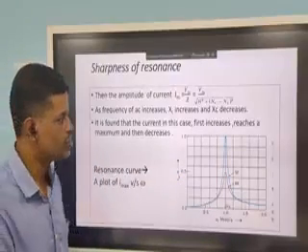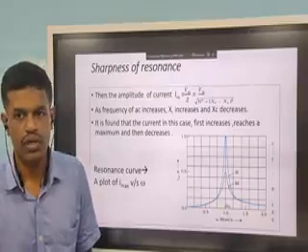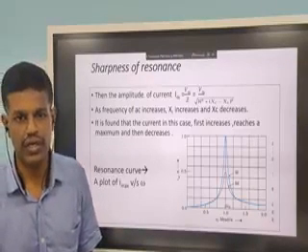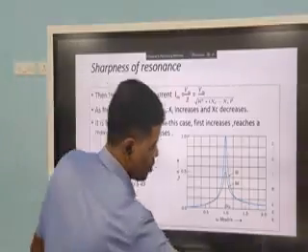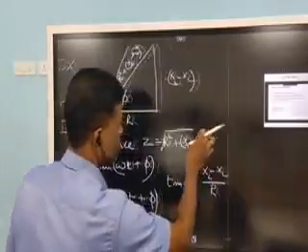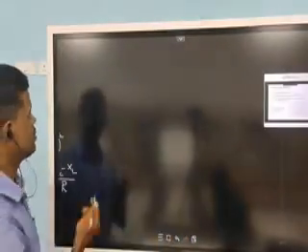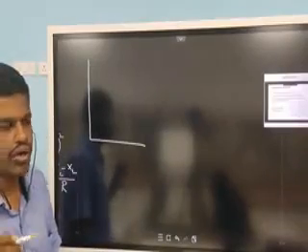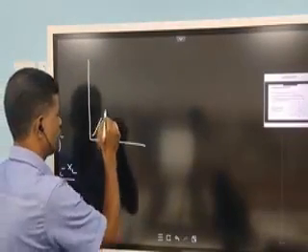Now what is the importance of this curve? This curve gives us valuable information about the selectivity of a circuit. What is the selectivity of a circuit? So let us examine two resonant curves. One curve is flat like this.